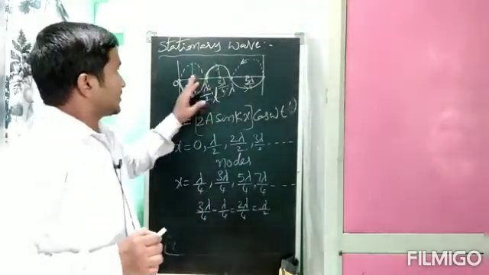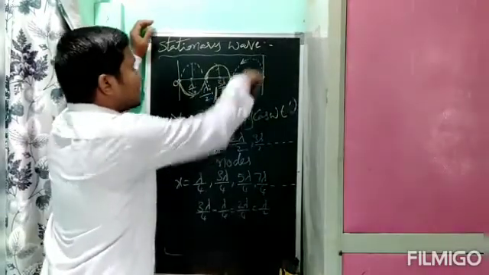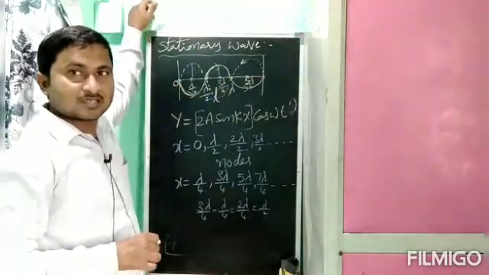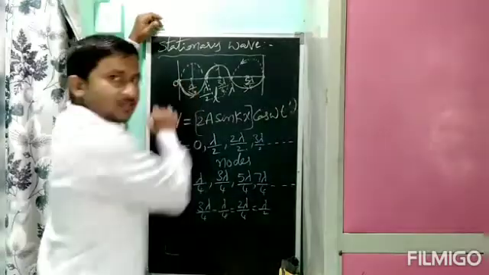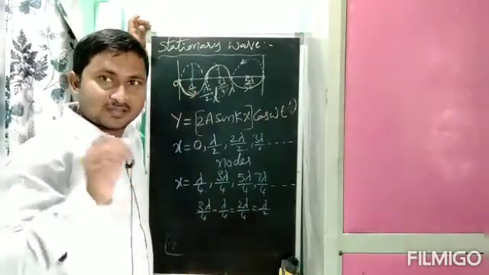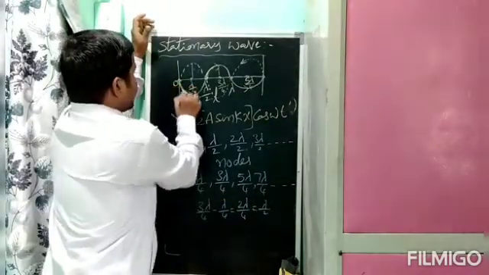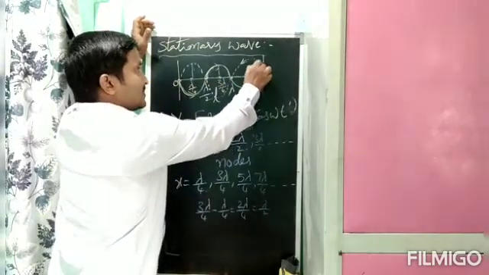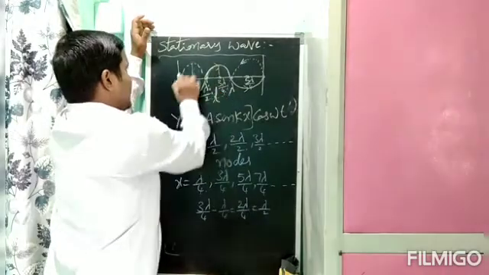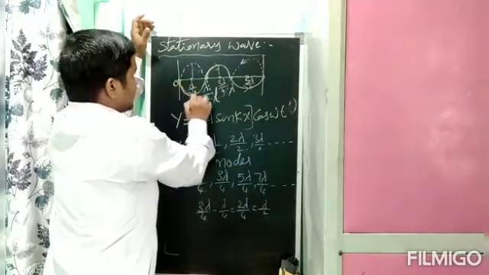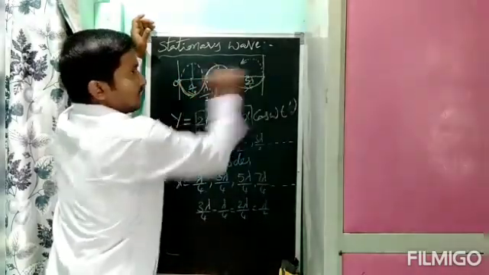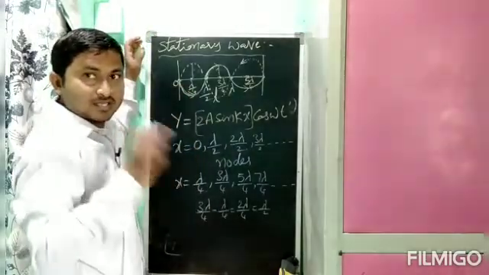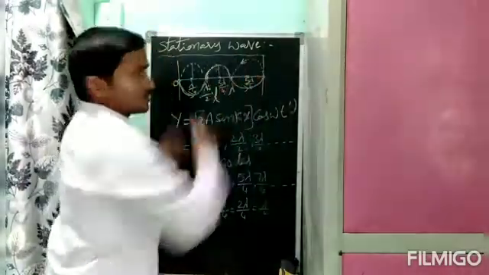Now here, this is called a stationary wave or standing wave, because we know that a wave carries energy along with it. Again it gets reflected, and the energy starts moving in the opposite direction. Again it gets reflected, and again it moves in this direction. Like that, the energy is stationary in between two rigid supports.